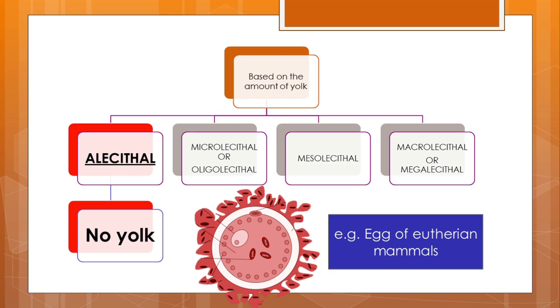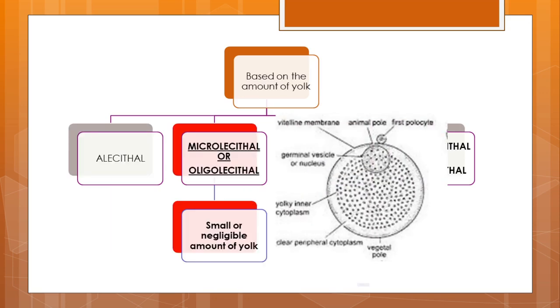For example, the eggs of eutherian mammals or the placental mammals are alecithal because the development is taking place inside the body of the mother and nutrients are obtained from the body of the mother. So there is no need to store yolk in the egg cytoplasm.